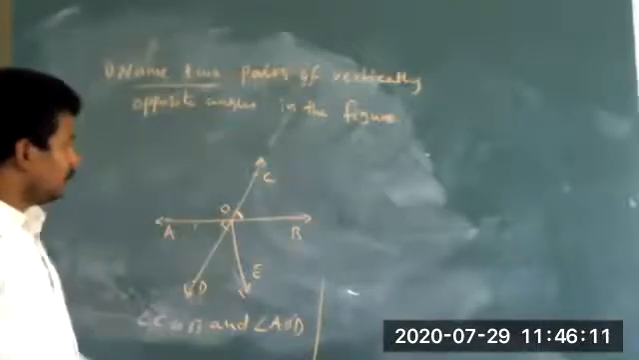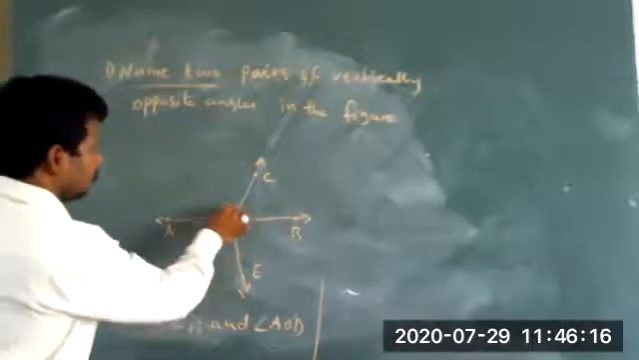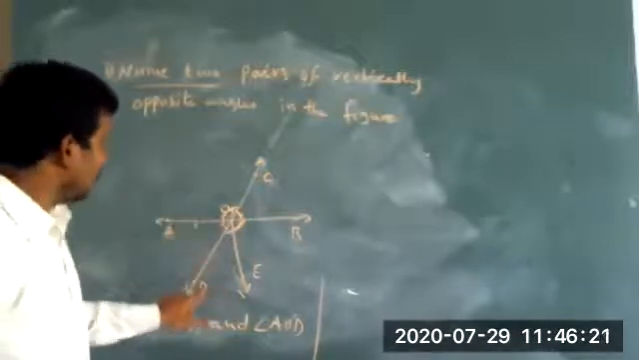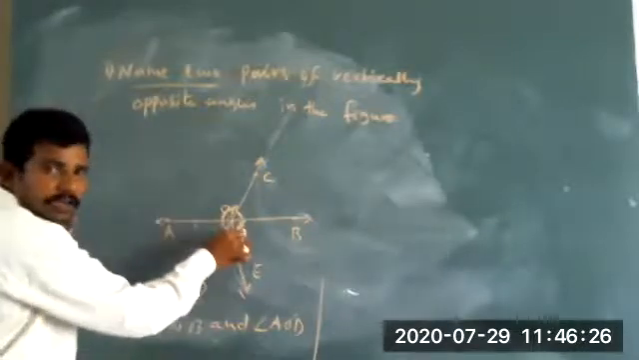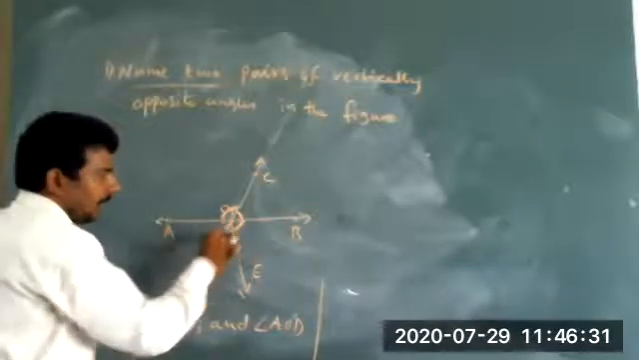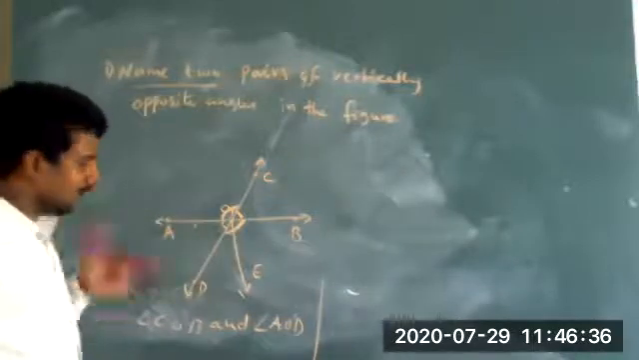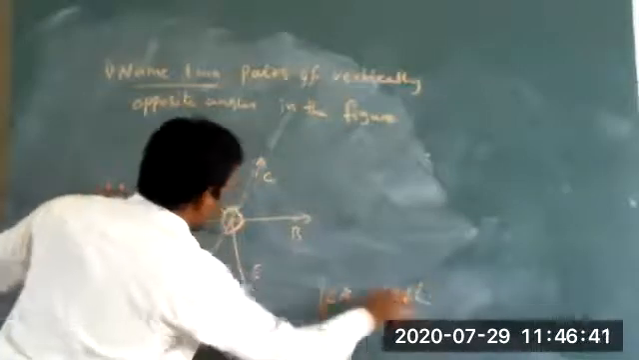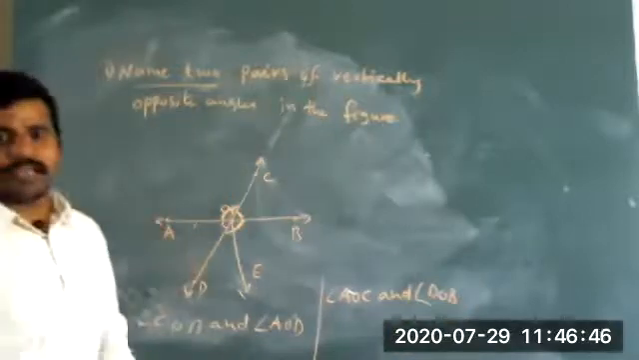Two pairs. So take one more pair. This angle and this total angle: AOC and DOB. These two angles are vertically opposite angles. Take that one, angle AOC and angle DOB. These both are vertically opposite angles.